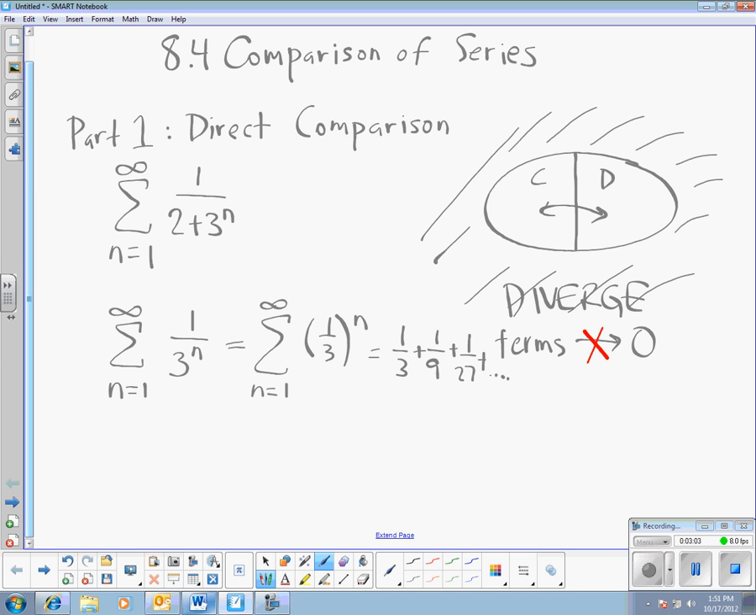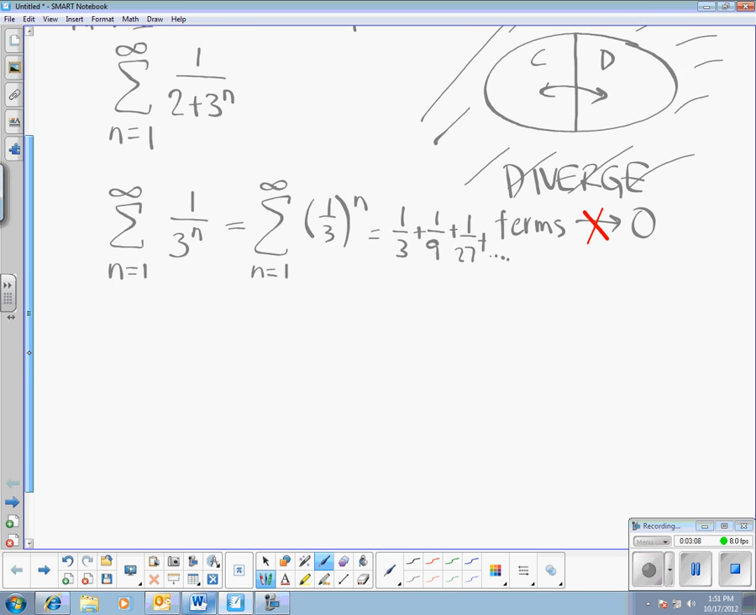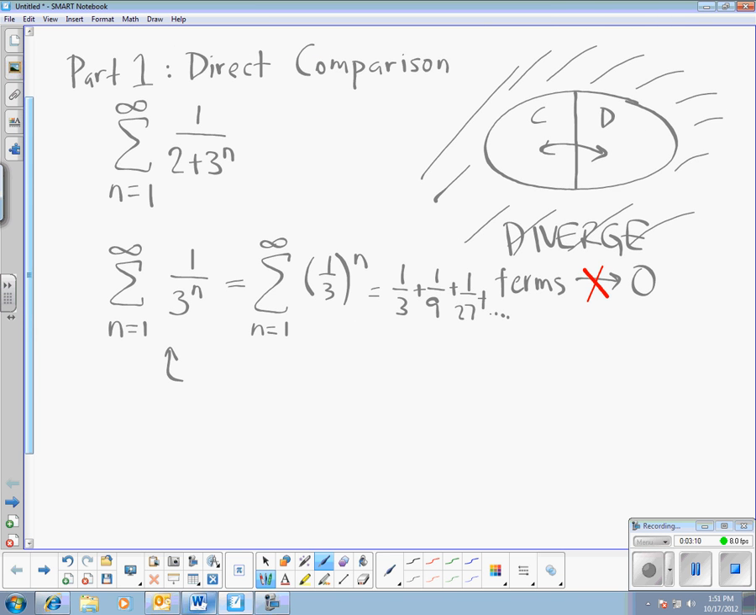And I know that this thing converges because it's a geometric, and R equals 1/3, which is between -1 and 1. So 1 over 3 to the n converges. What I want to do here is directly compare, a term at a time, my current series that I'm working on with 1 over 3 to the n.